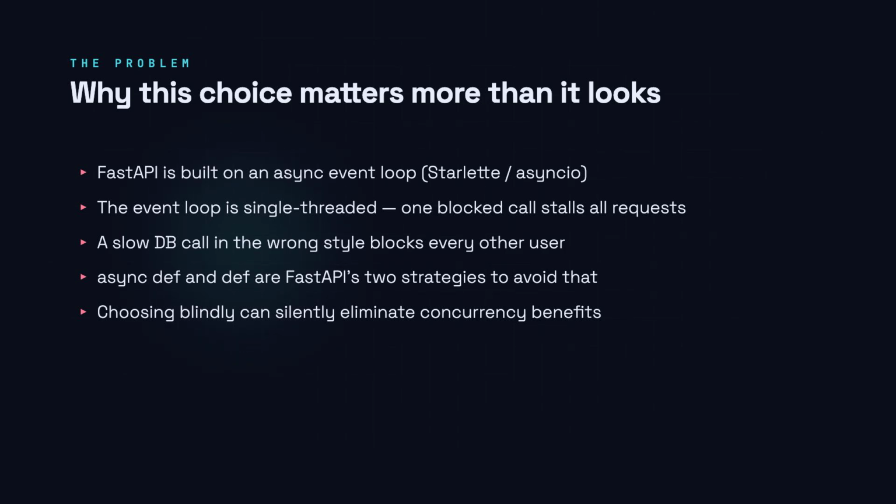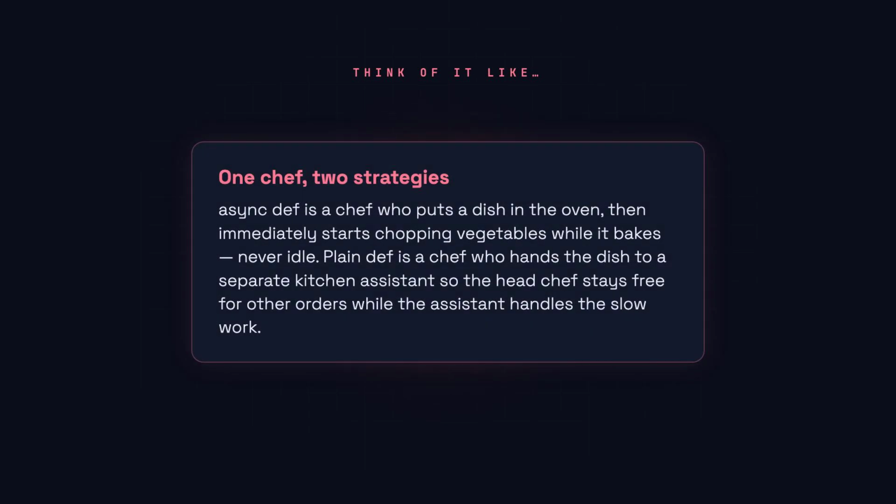in completely opposite ways. Think of the event loop as a single head chef. When that chef uses async-def, they personally manage the waiting. They start a slow task, yield control, and come back when it is ready. When they use plain-def, FastAPI sends the work to a pool of kitchen assistants, separate threads, so the head chef never has to wait at all. Both strategies keep the kitchen moving, they just delegate differently.